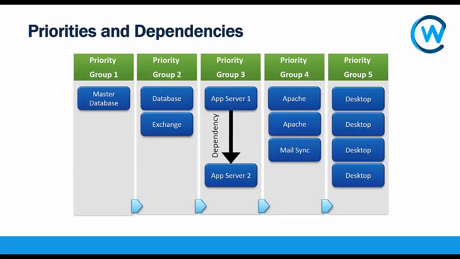Then we've got priority group 4. This is just going to recover Apache servers and MailSync all in one go, so it's all in parallel. And finally we've got priority group 5, which is the desktops, and they're going to be recovered all together as well. They're in priority group 5 because without those in groups 1 to 4, or those application servers, there's not really much point in recovering the desktops if they haven't got the applications to use.